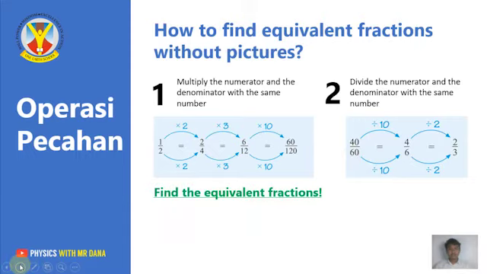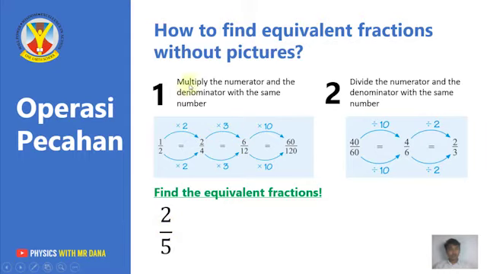Okay, here I have some questions. Find the equivalent fractions from this fraction 2/5. To find out the equivalent fractions of 2/5, you need to choose either you multiply them with the same number or you divide them with the same number. Which one will you choose?